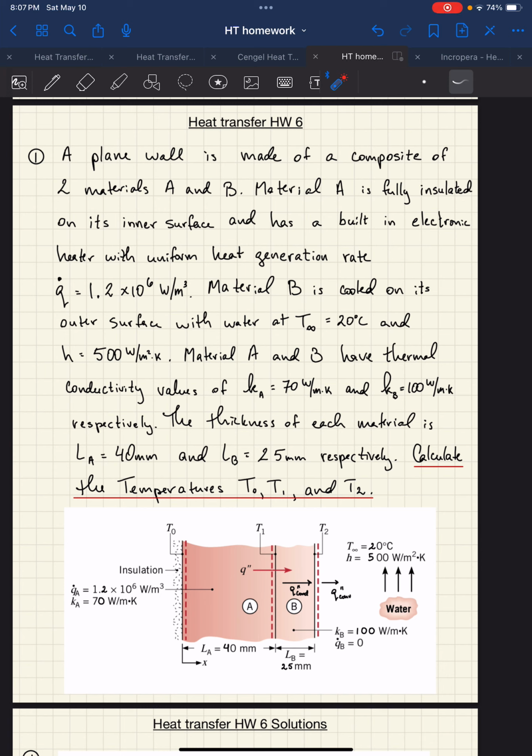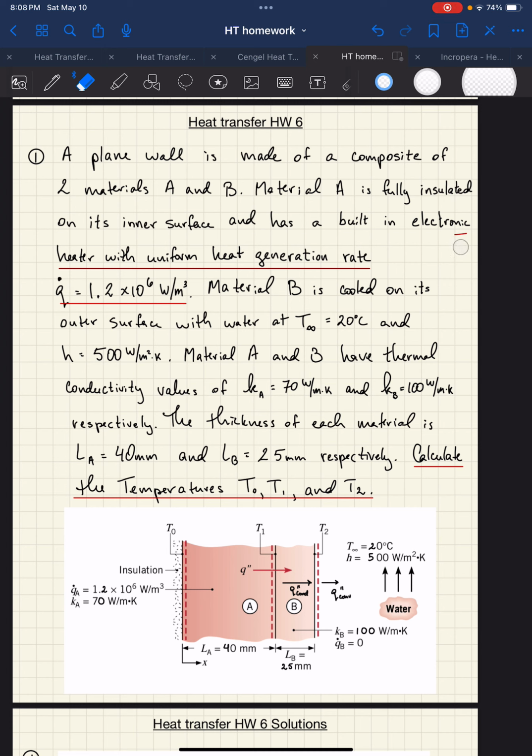So here we have a plain wall, and it's made of two materials, material A and material B. Material A has some sort of electrical heating inside of it that's generating heat. And this electronic heater has a uniform heat generation rate that's given in the problem.